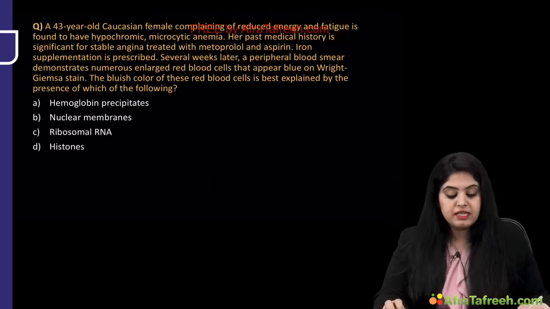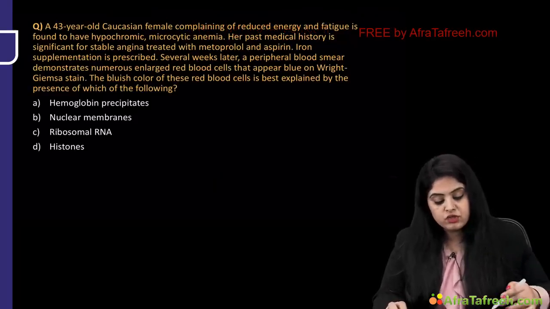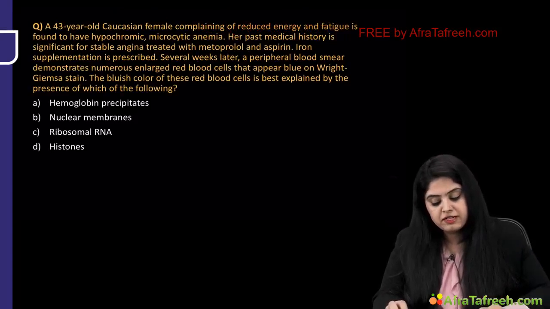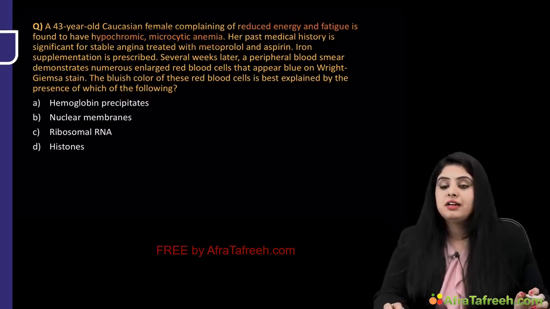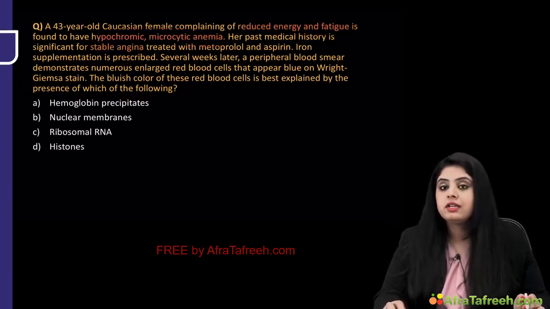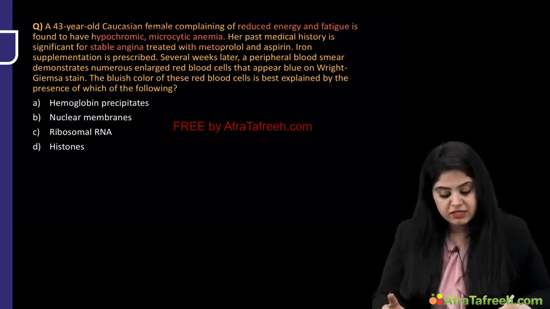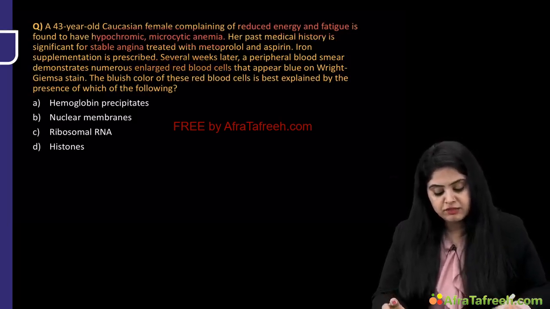Let's start from the beginning and go ahead. Let's start with question number 1. There's a 43-year-old Caucasian female who has reduced energy and fatigue and is found to have microcytic hypochromic anemia. Her past medical history is significant for stable angina treated with metoprolol and aspirin. Iron supplementation is prescribed. Several weeks later, a peripheral blood smear demonstrates enlarged red blood cells which are blue.